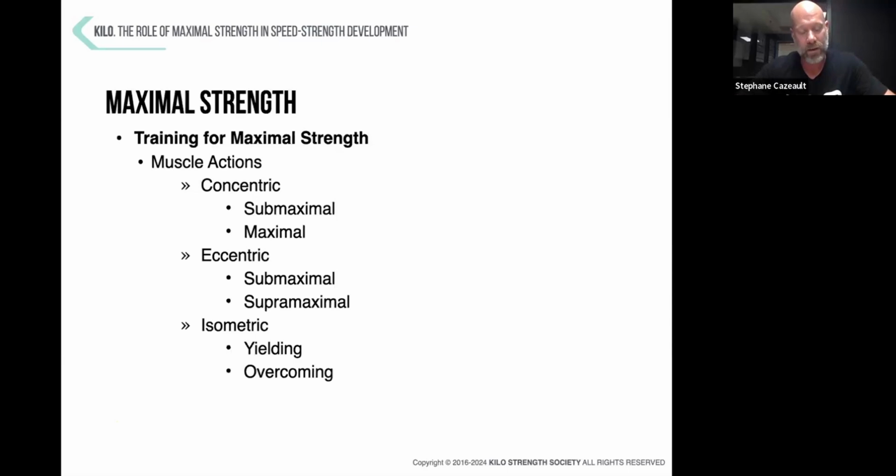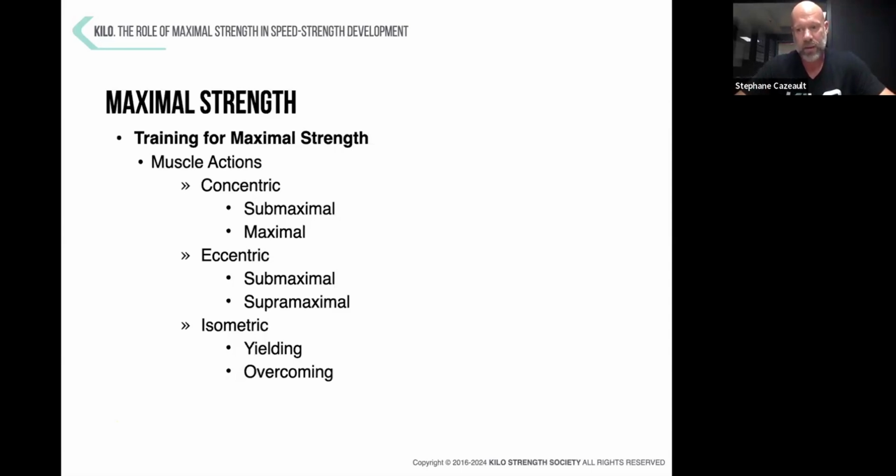What maximal strength training does is, oh, sorry, I forgot this slide. So before we talk about what I was going to bring up, we have to understand the muscle actions, because maximal strength is not just a reflection of concentric strength. Okay, so we have concentric muscle actions, eccentric, and isometric. So you can build maximal strength with concentric, eccentric, and isometric modalities. It doesn't matter if it's submax or maximal, supramaximal, eccentrics, yielding isometric, or overcoming isometric. You can generate maximal strength with these modes of contraction.